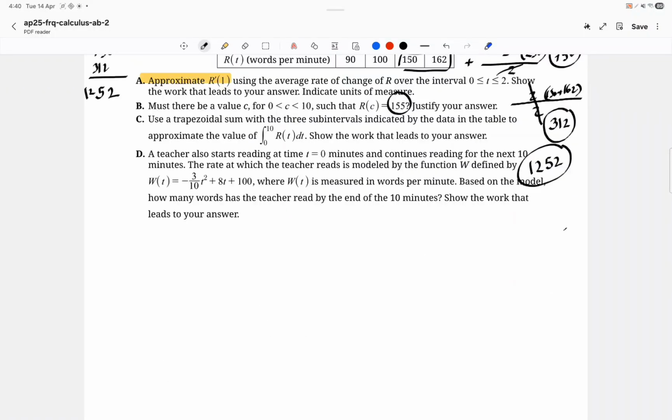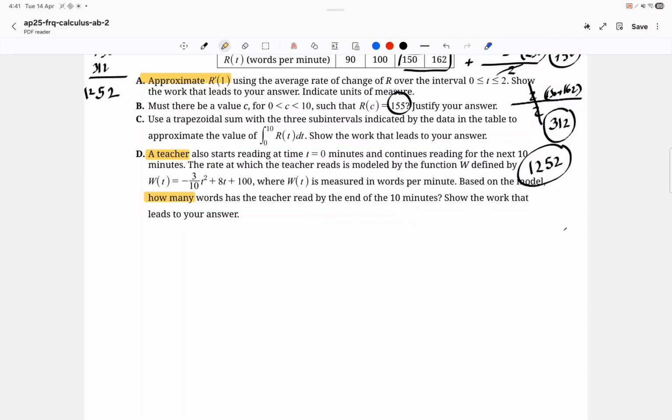Part D talks about how a teacher, wow, I relate, starts reading at time 0 and continues reading for the next 10 minutes. The rate at which, okay, we have a rate.